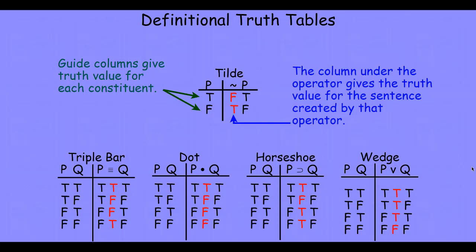So again, our tilde, opposite truth value of what it negates. Our triple bar, true when they have the same truth values, false when they have different. Our dot, only way to make it true is if they're both true. Our horseshoe, the only way to make it false is if the antecedent, the left-hand side, is true, the consequent, the right-hand side, is false. And finally, our wedge, the only way to make it false is if they're both false. So we'll use these definitional truth tables in the next module.